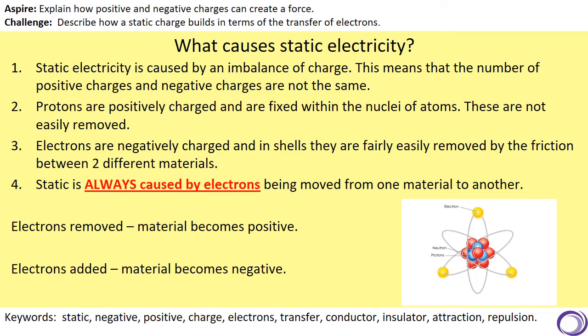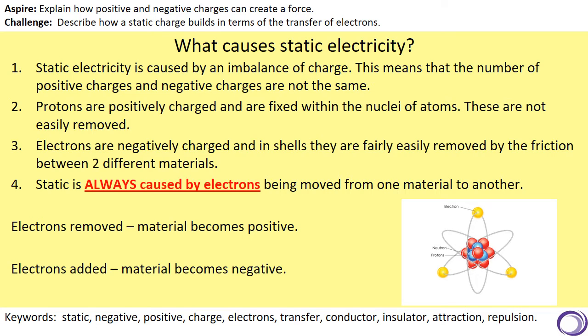So protons are positively charged. That works nicely because we've got P for proton and P for positive. These are fixed though in the nuclei of atoms. So when we're talking about static electricity, we do not say at any point protons are moved. Never, never, never. They're not easily removed. We only talk about changes in proton number and neutron number when we talk about isotopes or radioactivity.